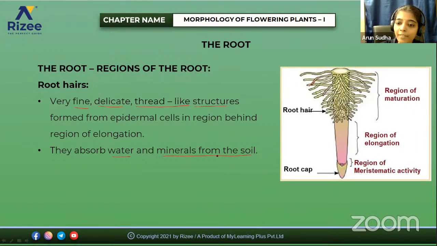So these are the different regions: the root cap, region of meristematic activity, region of elongation, then region of maturation, and here they have the root hair. This root hair is particularly responsible for the absorption of water and minerals.